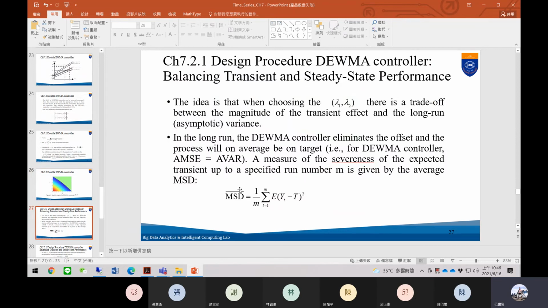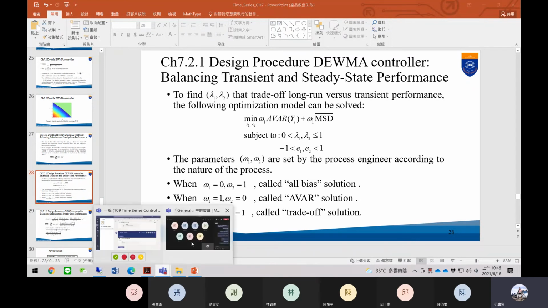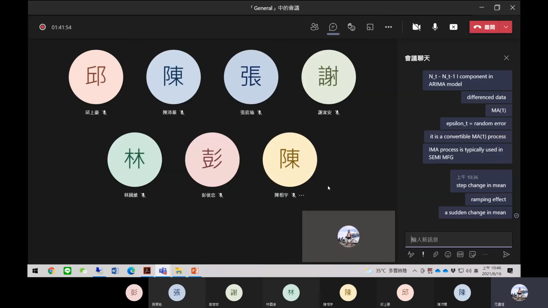This is designed for the EWMA controller to balance between the transient and steady state. So this MSD, take the average, is called the VRE, the measure of the severeness of the expected transient up to the specified run number. So going to skip that. So they try to minimize the average, the variability, and the mean square error of that. And in terms of solving it, this is a nonlinear optimization, NLP method.